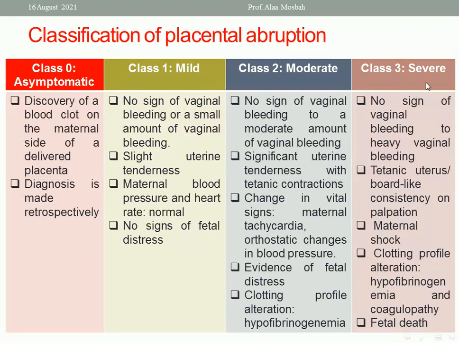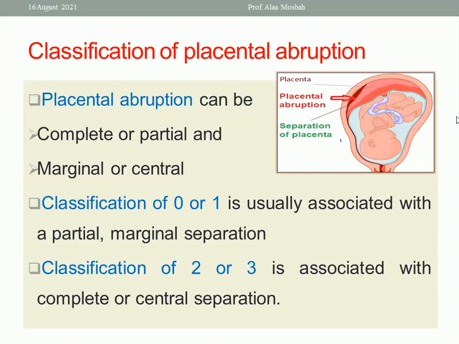Class 3, which is the severest form: no vaginal bleeding or heavy vaginal bleeding. Tetanic uterus, board-like consistency on palpation. Maternal shock, clotting profile alteration, hypofibrinogenemia and coagulopathy, and fetal demise.